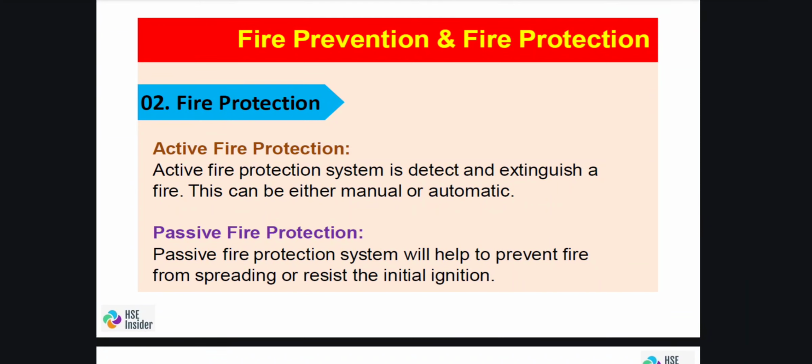Fire protection is again of two types. One is active fire protection and the second one is passive fire protection. Active fire protection systems detect and extinguish a fire. This can be either manual or automatic. Whereas passive protection systems help to prevent fire from spreading or resist the initial ignition.